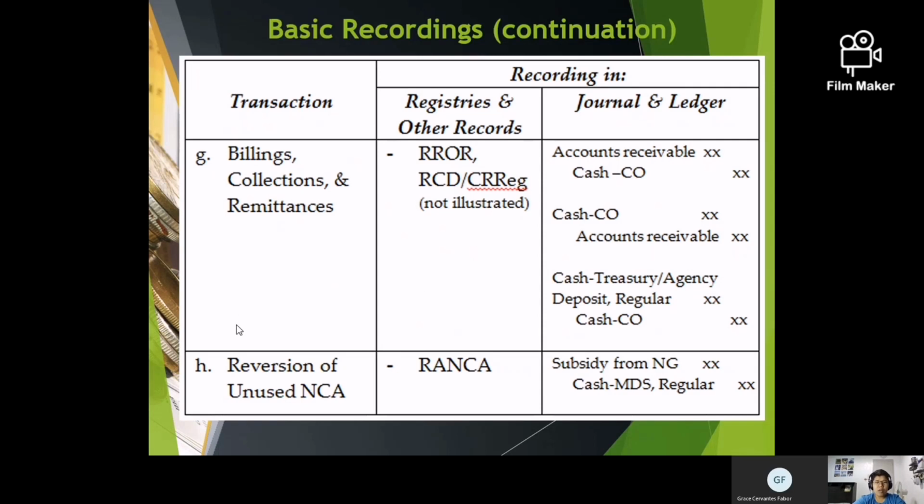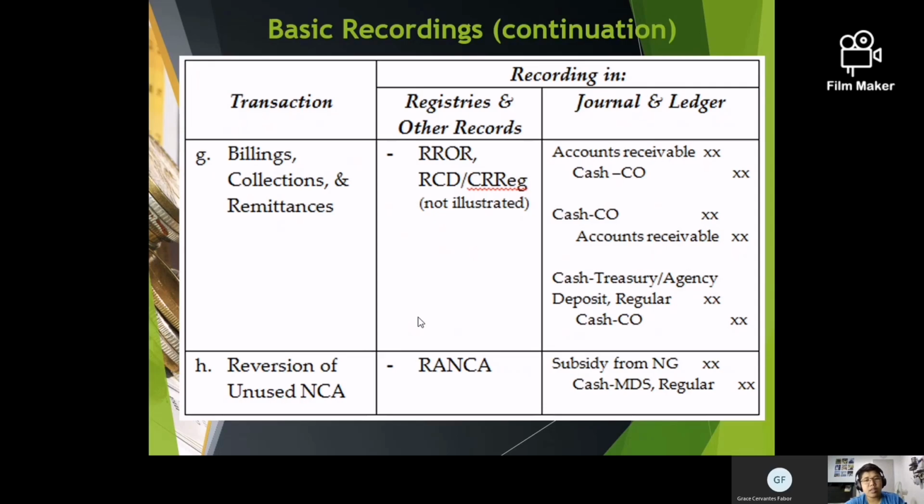And then, reversion of unused NCA. Ano yung registry ni update? Run ka. Kasi nga, NCA. So, i-reverse mo lang rin yung kaninang entry mo sa pag-receive ng NCA. Dito, debit subsidy from national government, credit cash MDS regular. So, yun yung mga basic recordings ng government.